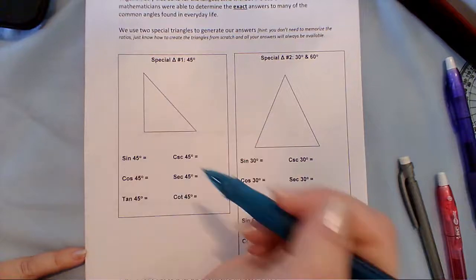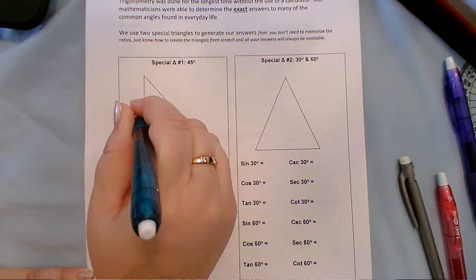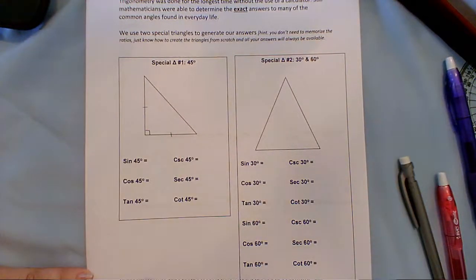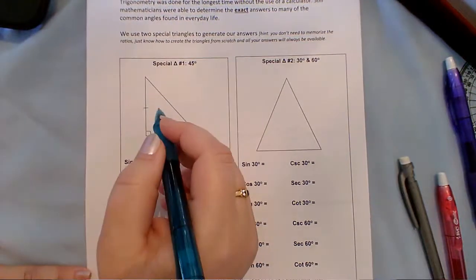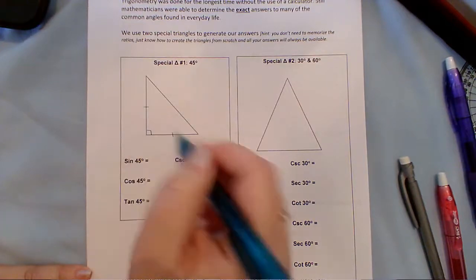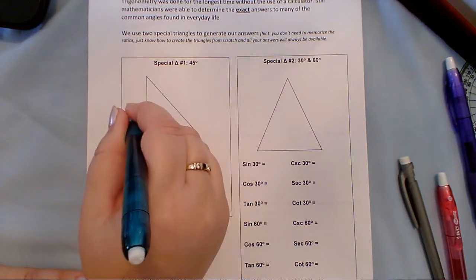So in this first case, we have a 90-degree isosceles triangle. So there's the 90 degrees, and it's isosceles, which means this side and that side match. We can put any number we want on these two equal sides, but the lowest value that makes the most sense without having to work with decimals is 1.